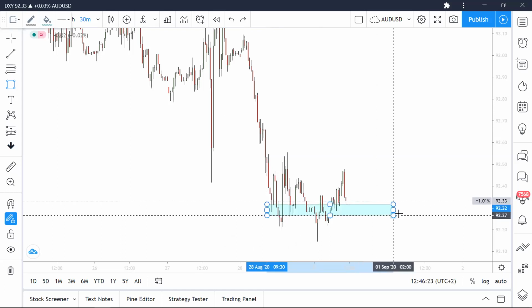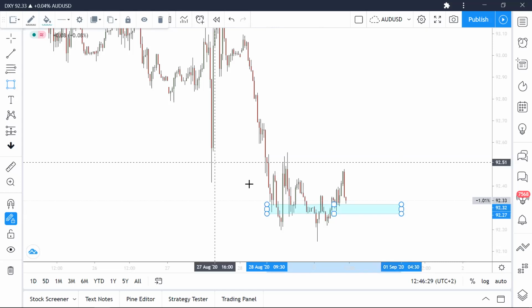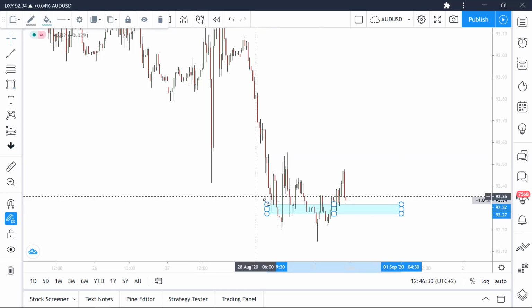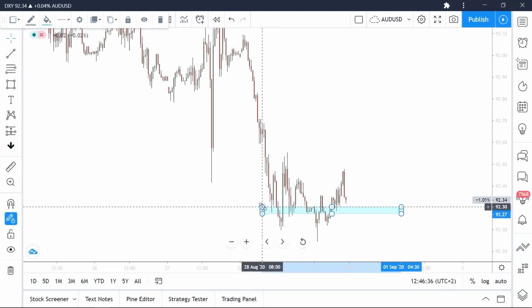you have a sort of support right here at the bottom, right? You have this blue rectangle highlighted in here. So this is what we can see. We do have the support here.